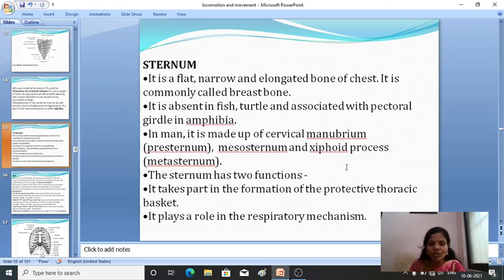Then the sternum has 2 functions. One, it takes part in the formation of the protective thoracic basket. Second, it plays an important role in the respiratory mechanism, it helps in respiration.